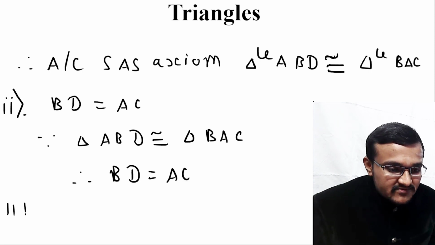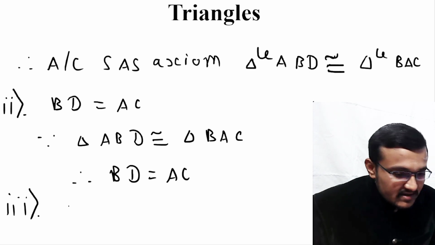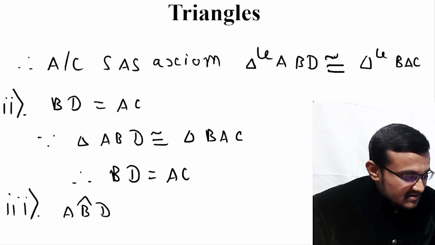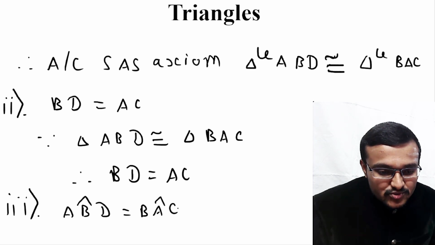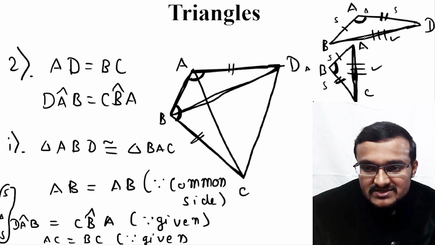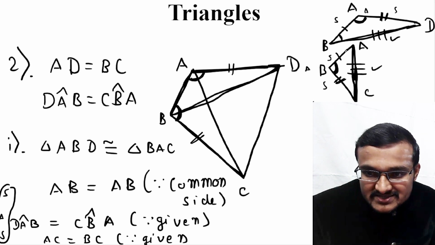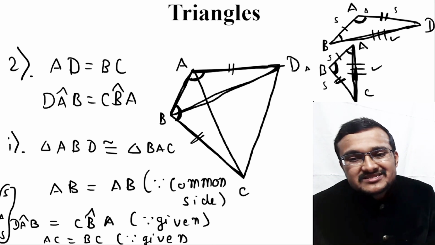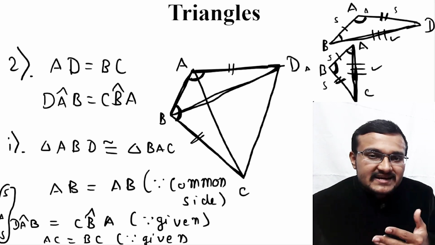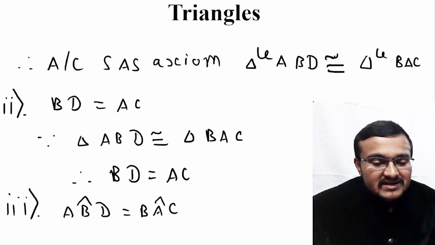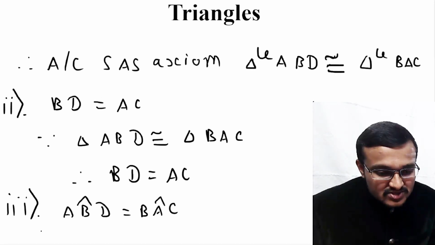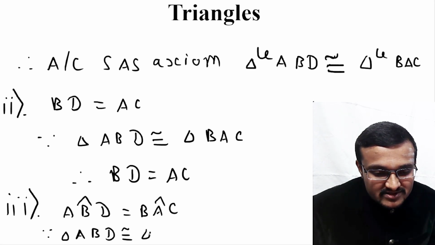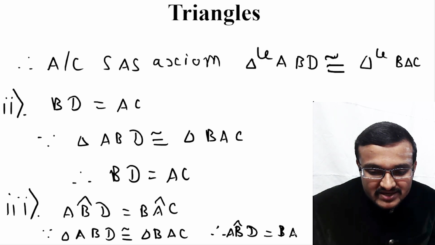Now in the same question, we look into the third part. ABD angle is equal to BAC. Here you have to prove ABD is equal to BAC. ABD is this particular angle. BAC is this particular angle. So here also, because these two triangles are congruent with each other, straight away you can write ABD is equal to BAC. So since triangle ABD is congruent with triangle BAC, therefore ABD angle will be equal to BAC angle.